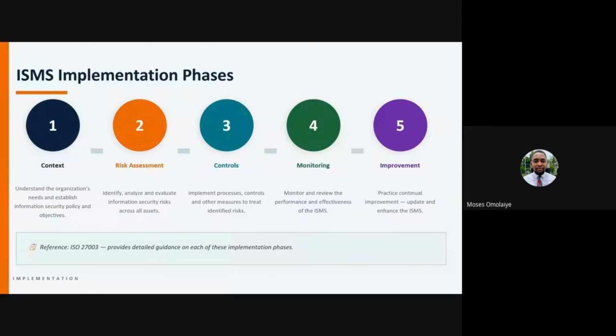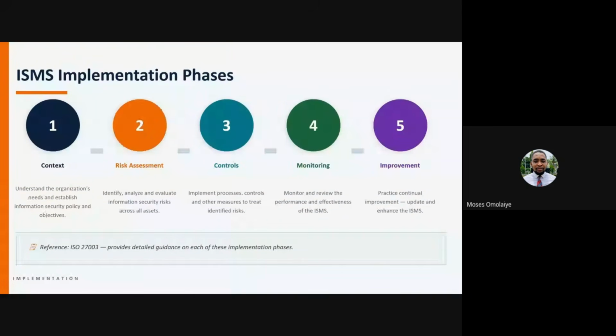So what are the phases of the implementation? You have to understand the context of the organization. What does that mean? It means that you need to understand the needs of the organization, and then after doing that, you establish an information security policy and the objectives for information security. Then you do a risk assessment, which we have said would help you to identify, analyze, and evaluate information security risks across all assets.